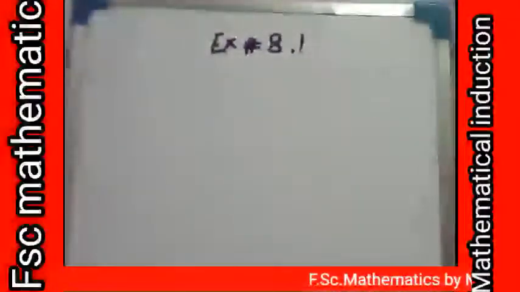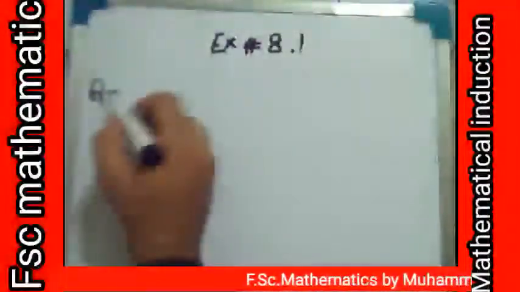Now, dear students, who devised the mathematical induction principle? Francesco Maurolico. He proved that n square is the sum of the first n positive odd integers. So this is exercise 8.1. What Francesco Maurolico did, we are going to do now.